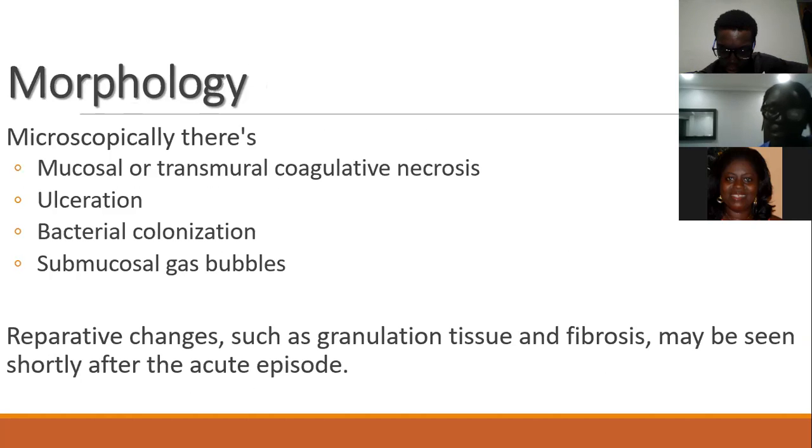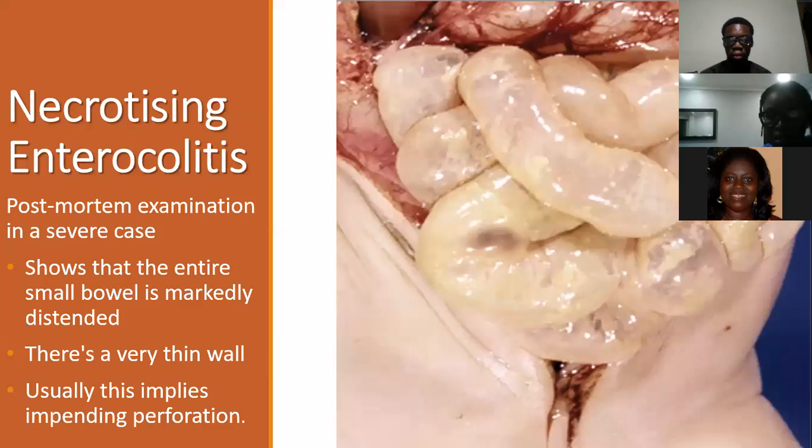So if you look at it under the microscope, you realize that there are submucosal gas bubbles. There's gas under the intestine wall. Then there's ulceration and bacteria there. And then you can also have necrosis. Okay. So this is a picture of gut which has undergone necrotizing enterocolitis. You see that it looks like it's ballooned out, it's been blown up, and it's very distended, and the wall becomes very thin so that it can easily perforate and cause peritonitis.